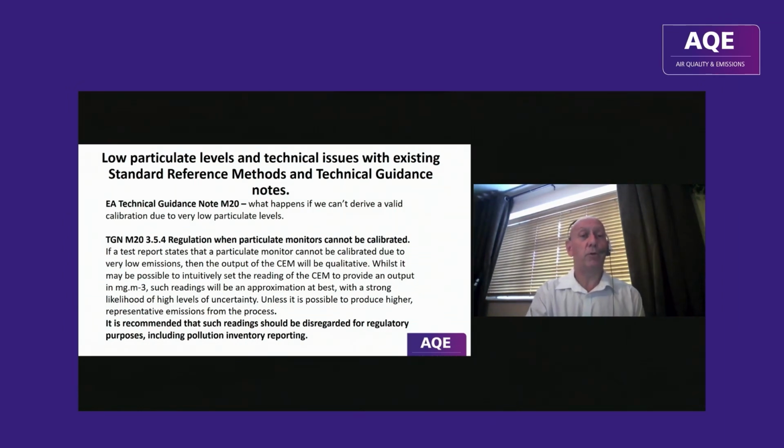Whilst it may be possible to intuitively set the reading of the SEM to provide an output in milligrams per meter cubed, a concentration, such readings will be an approximation at best, with a strong likelihood of high uncertainty levels, unless it's possible to produce a higher representative emission from the process. In this case, it's recommended that such readings should be disregarded for regulatory purposes, including pollution inventory reporting.